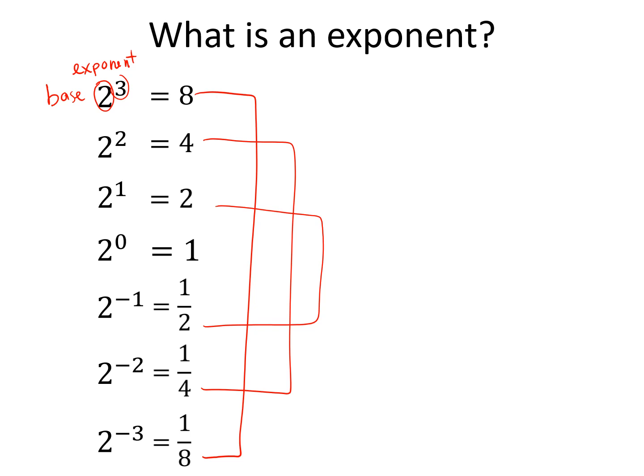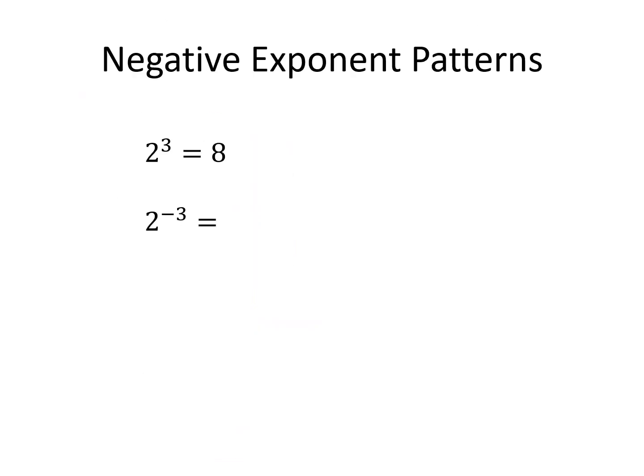And I want to explore that relationship. And so we have this pattern. 2 to the third is 8. 2 to the negative third, shown from the previous slide, is 1 over 8. But instead of expressing this as 1 over 8, I could use this statement right here. Well, if 8 is 2 to the third, 2 to the negative third is 1 over 2 to the positive third. And there's the relationship from the opening slide.